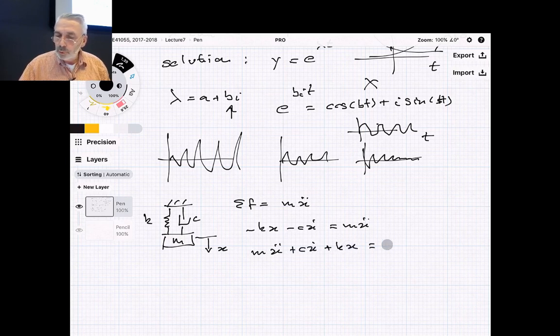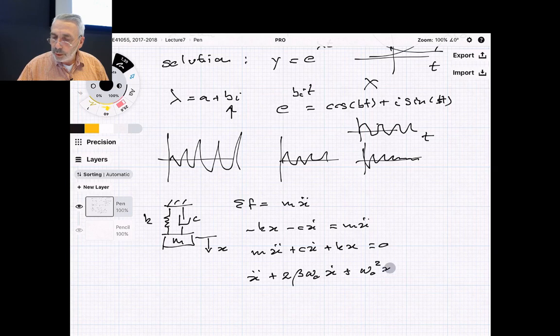And of course, we can rewrite it in another form: x double dot plus 2 beta omega 0 x dot plus omega 0 squared x is 0. Just by dividing by m and introducing new constants. The new constants are the eigenfrequency, omega 0 squared is k over m, and I always have trouble with the other one, so I just write 2 beta omega 0 is c over m.